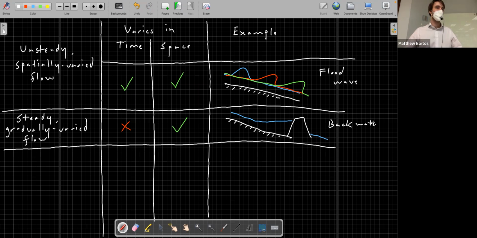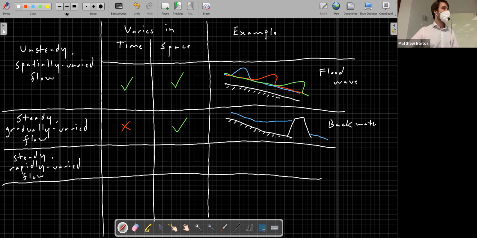Note that this can be at steady state. It can stay like this indefinitely, but the depth and velocity vary over the length of the channel. So this is gradually varied flow. Another type of flow we might have is steady, rapidly varied flow. Much like gradually varied flow, this is constant in time, but varies in space.